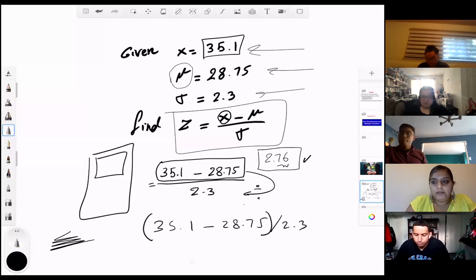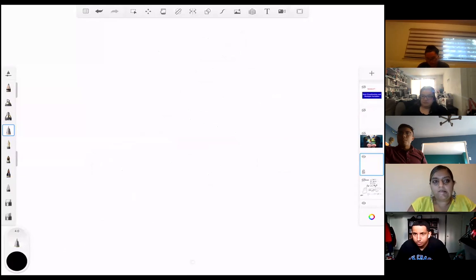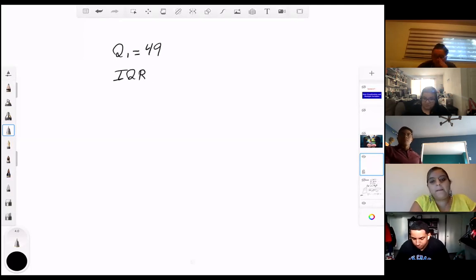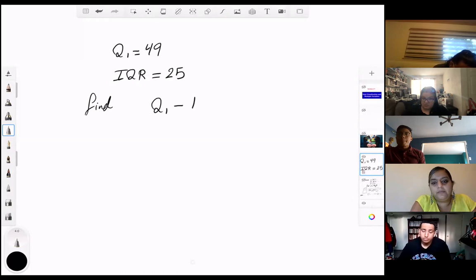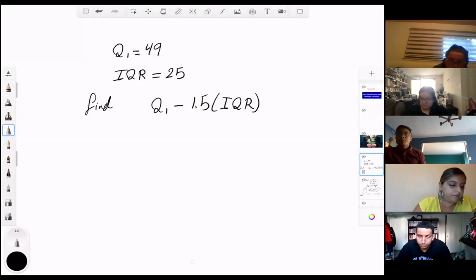All right. Let's have one more algebra. Q1 equal to 49, IQR equal to 25. Find or evaluate Q1 minus 1.5 IQR. Again, this is algebra. On the other hand, that should make sense to you. What is Q1? What is IQR? So can you guys tell me what is the value here?